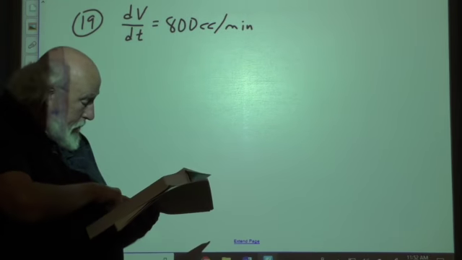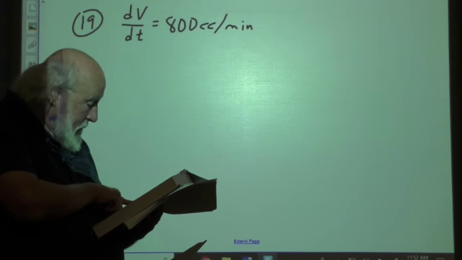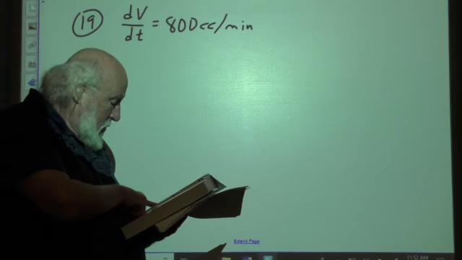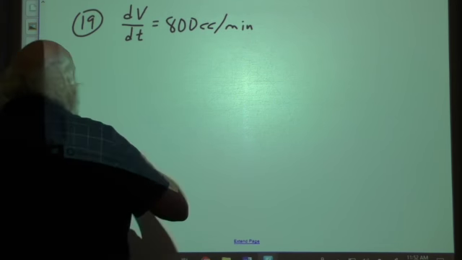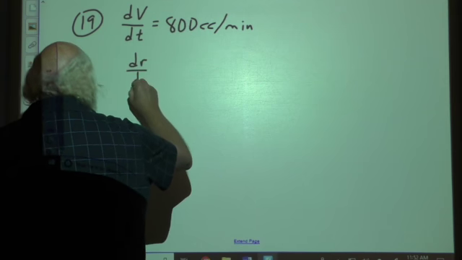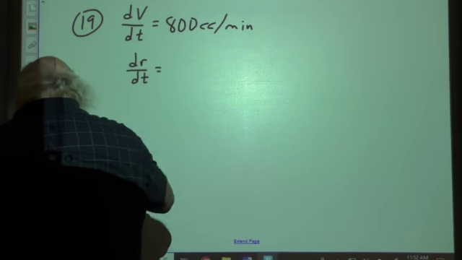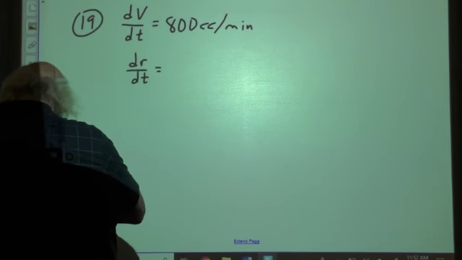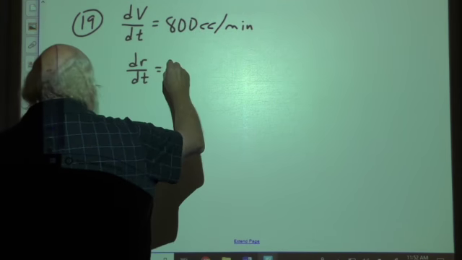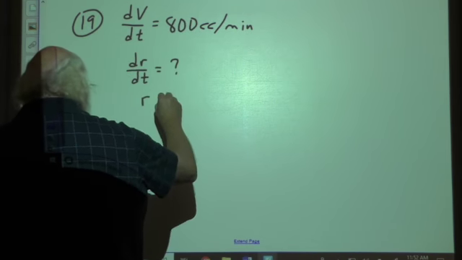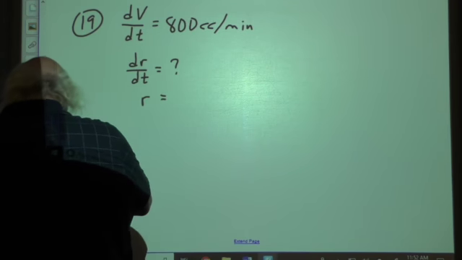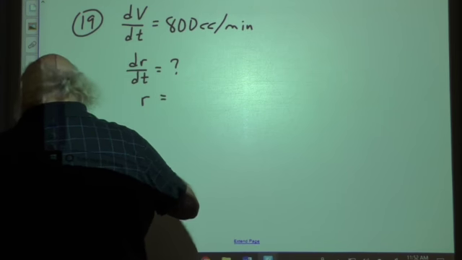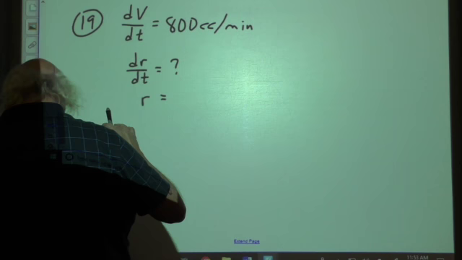Okay? Then it says, how fast is the radius of the balloon increasing at the instant in which the radius is 30 centimeters? Okay, so we're trying to find dr/dt, that's the unknown that we're trying to find out. And the radius that we're looking at here at this particular moment in time is 30 centimeters.